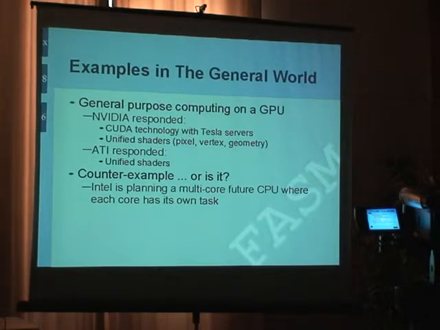Now the question is, is Intel making a counterexample? Because it's planning a multi-core CPU in the future, where each core has its own assignment. One is for floating point, one is integer. But I think that it's even more general, because it's only one CPU, and you can use it to do many things, starting from integer and maybe even assignments that you can't imagine today.